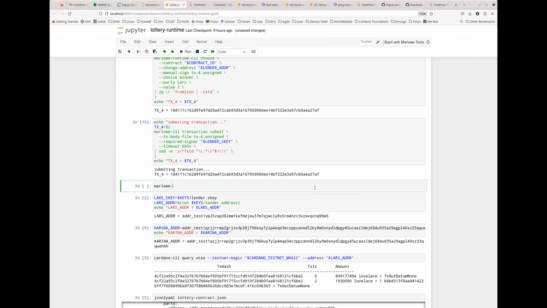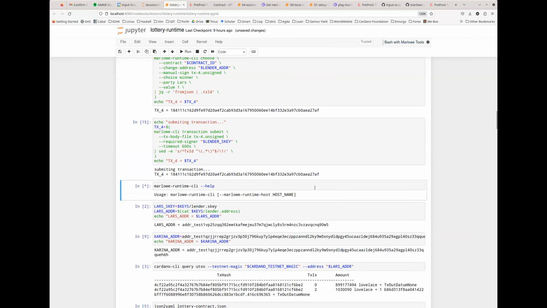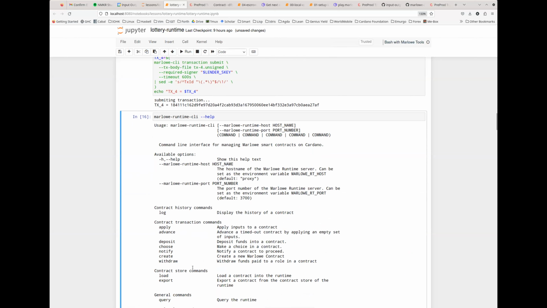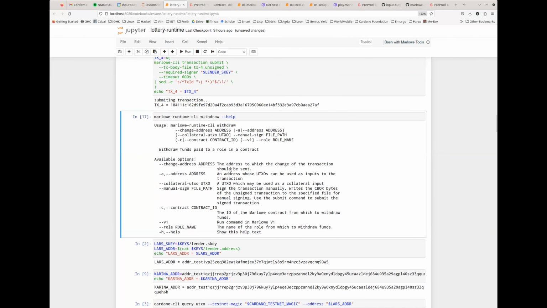We do Marlowe runtime CLI help again. There's this withdraw command. If I had picked Karina as a winner, she wouldn't immediately have it in her wallet, because whoever has the Karina NFT is entitled to that money. So whoever has that NFT can use this withdraw command and specify the contract ID and role name. That would be Karina in this case.